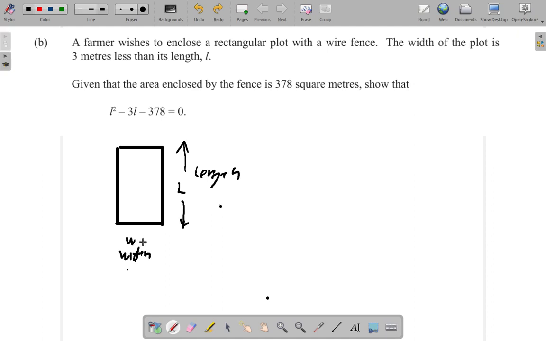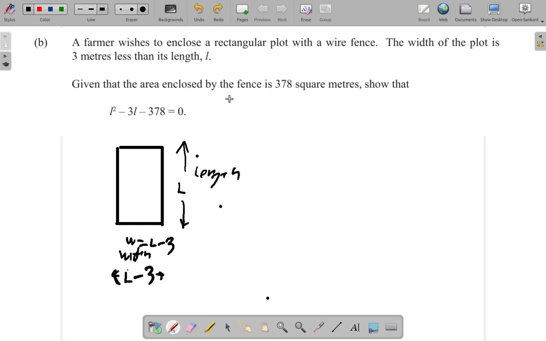The width is 3 meters less. So the width now is 3 meters less than its length. If its length was 10, the width would be 7, which is 10 minus 3. If the length was 20, the width would be 20 minus 3, which is 17, and so on. So the width is L minus 3. So let's call this width L minus 3. From here to here is L minus 3.